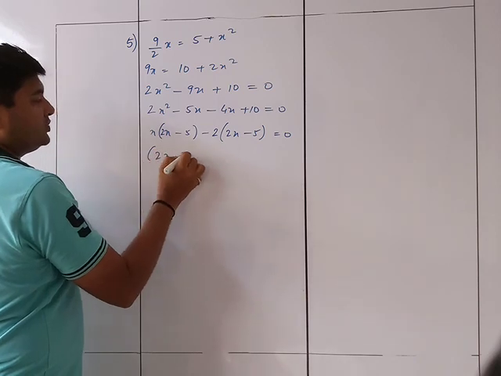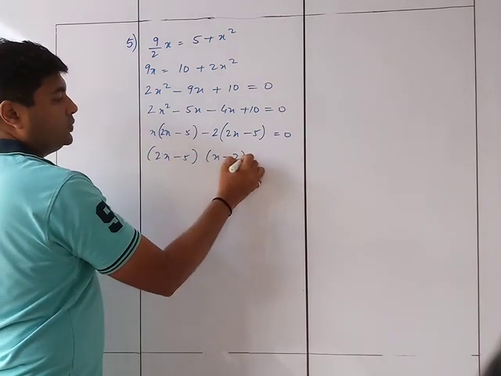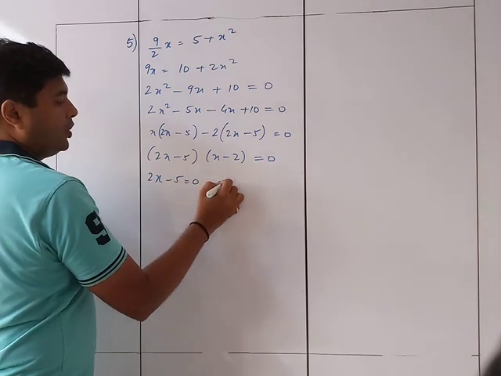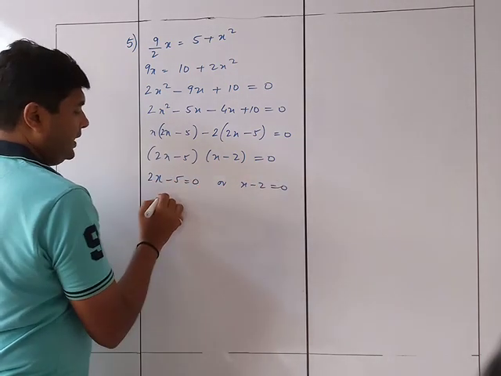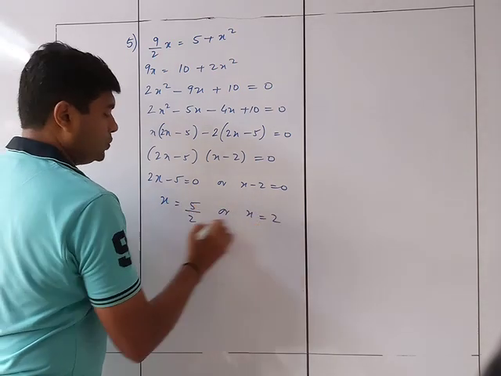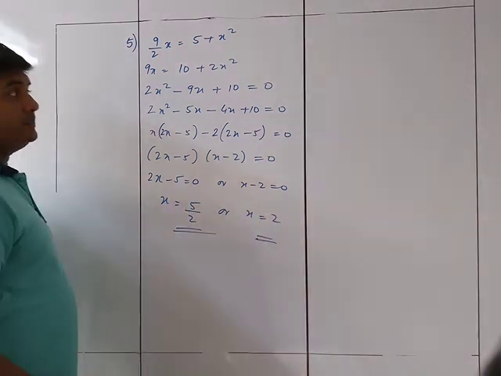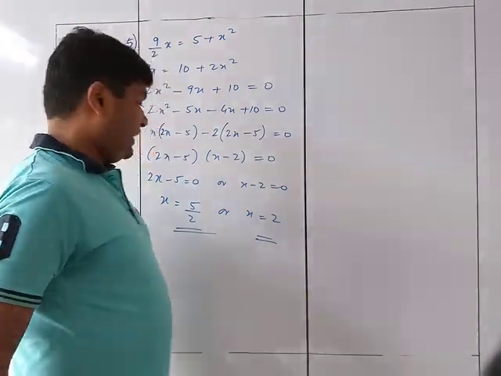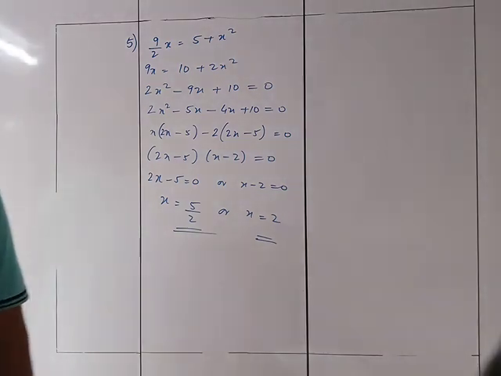So 2x minus 5 and x minus 2 is equal to 0. 2x minus 5 is equal to 0, or x minus 2 is equal to 0. x is equal to 5 upon 2, or x is equal to 2 is the required answer. The roots of the equation are 5 upon 2 and 2.